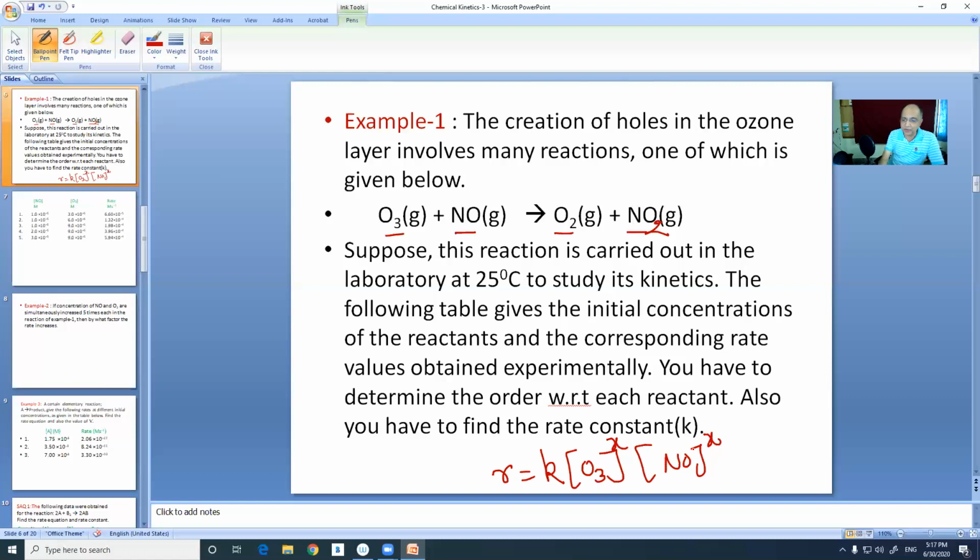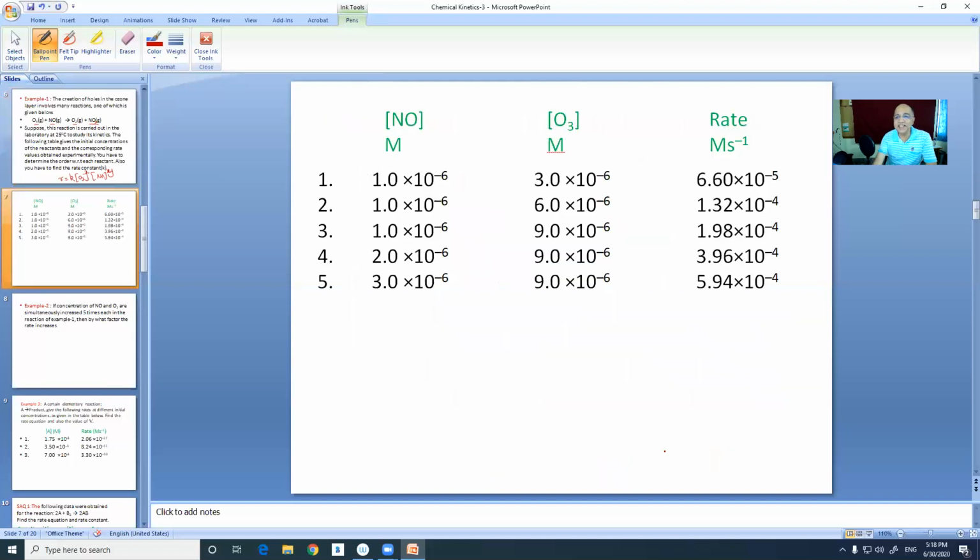To the power Y, I'm sorry. So these powers we have to find out by comparing the initial concentrations of the reactants and the rates, as we just discussed. See, this is the table. We can do it by 2 methods. Let me train you how to approach by the inspection method.